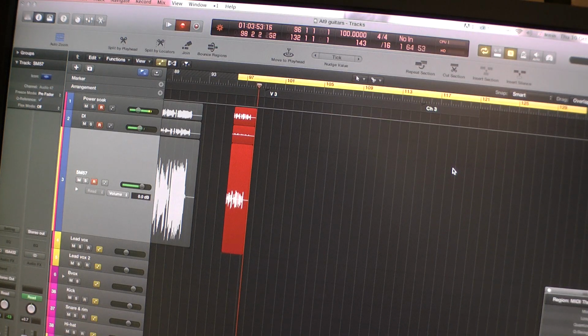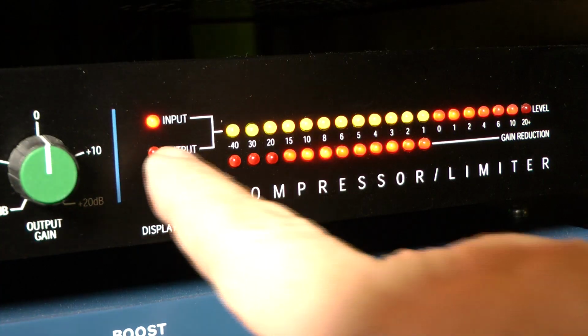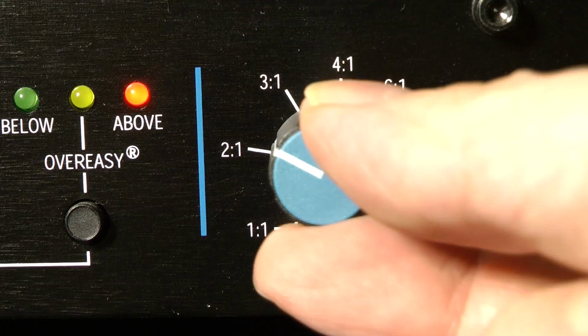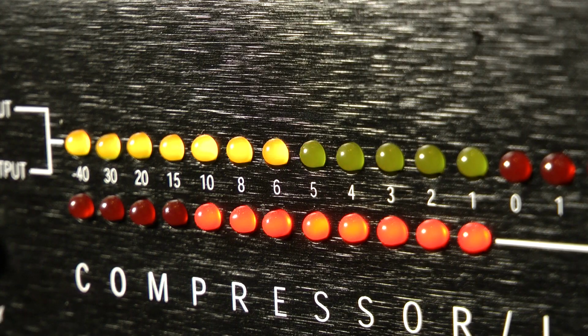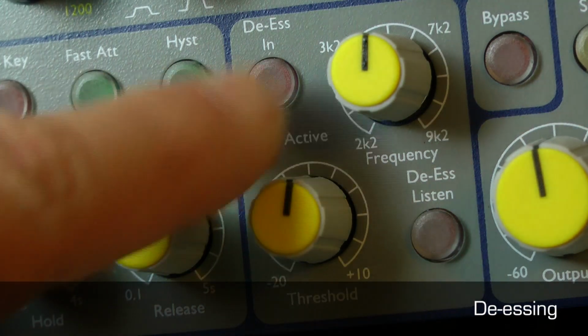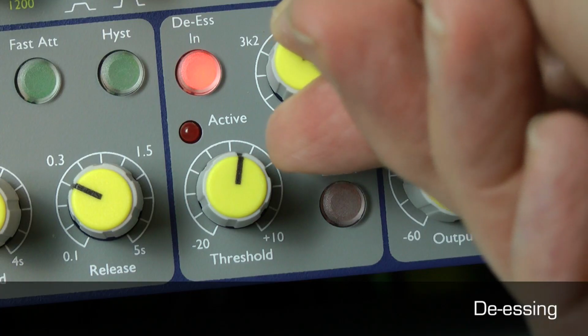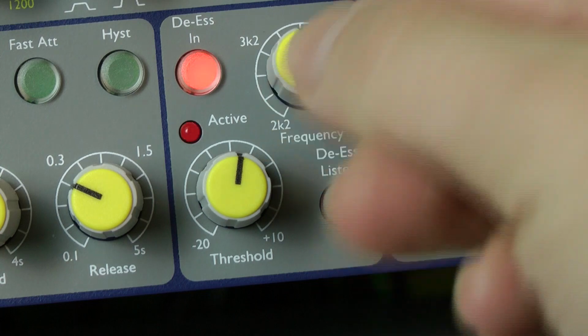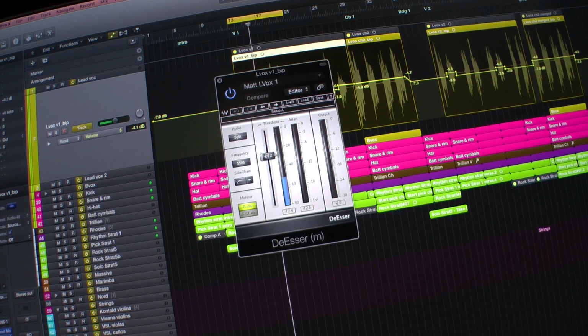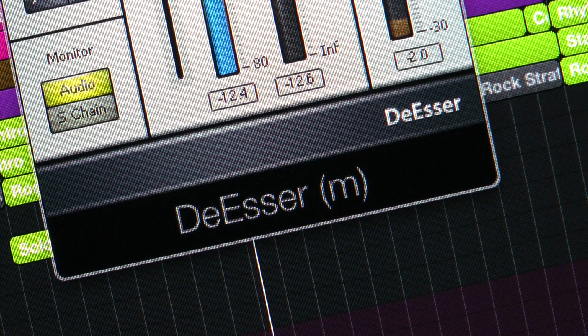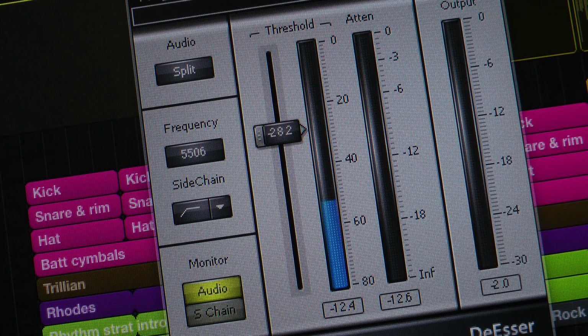Sibilance can be difficult to eradicate effectively during recording, and so is usually handled with some form of frequency-conscious compression during mixing. There are many dedicated devices and plugins known as de-essers that can turn down a signal when sibilance is detected. These devices use side-chain filters to identify when sibilance is a problem.